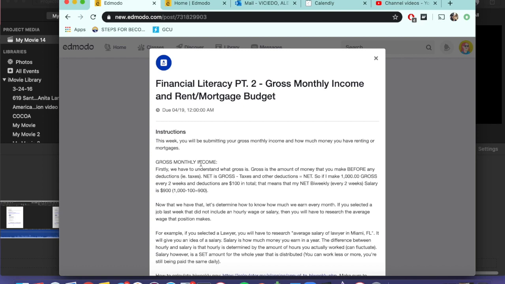So today we are going to go over financial literacy part 2, which is your gross monthly income and rent/mortgage budget. I know I confused a lot of people with this between gross and net. Gross is just how much money you earn, and net is how much money you actually put into your pocket, because with net, it's already taken into account taxes, fees, all that junk. That's just what the difference was, and I'm sorry for confusing you guys with that.